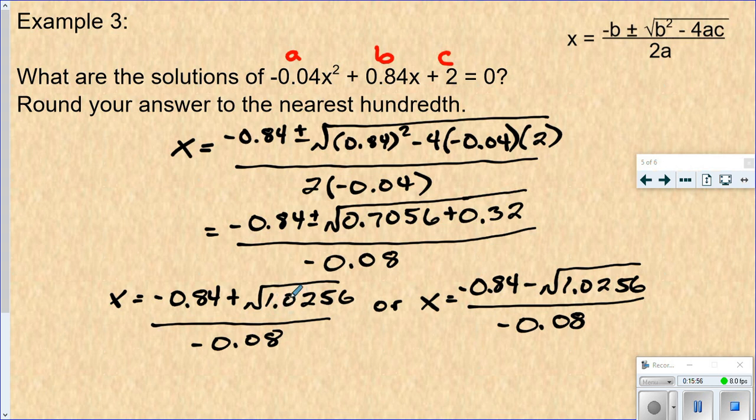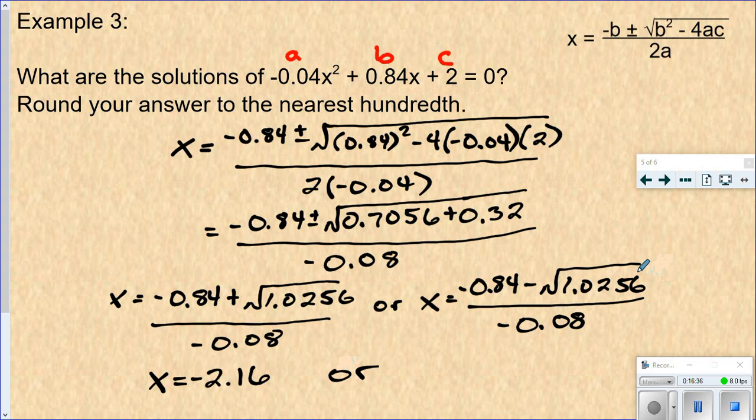In your calculator, you want to put in 1.0256 and take the square root of that, and then subtract the 8400, and then divide by the negative 0.08. So take the square root of this, subtract the 8400, and divide by the negative 800. That'll allow you to get as much precision as possible. And then that answer you're going to get, you're going to have to round, in this case, to the nearest hundredth. And so when we do that, we should end up with negative 2.16.